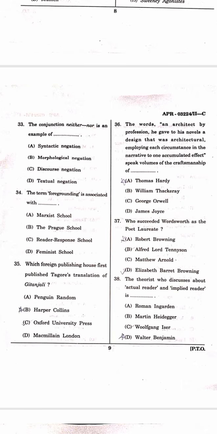Question number 35. Which foreign publishing house first published Tagore's translation of Gitanjali? And the correct option is option D, Macmillan, London. Gitanjali was published in 1930.